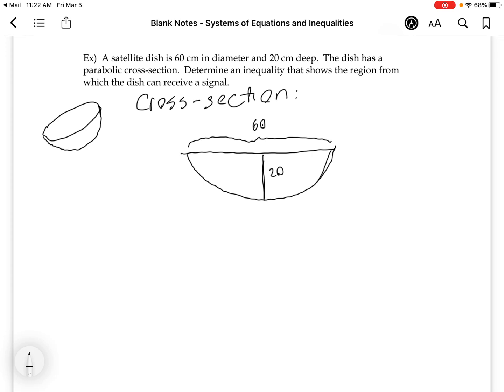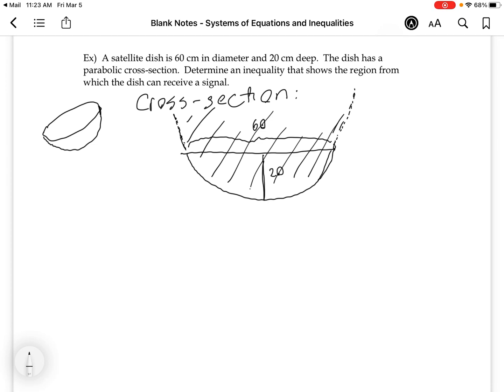Now, we need to come up with an inequality that shows which section of this dish, and remember, although the dish ends here, it can sort of receive signals from anywhere in this direction. So this is going to kind of continue upwards, okay? So it's going to be anywhere inside here, essentially, that this thing can receive signals. We want an inequality that shows this region, okay?